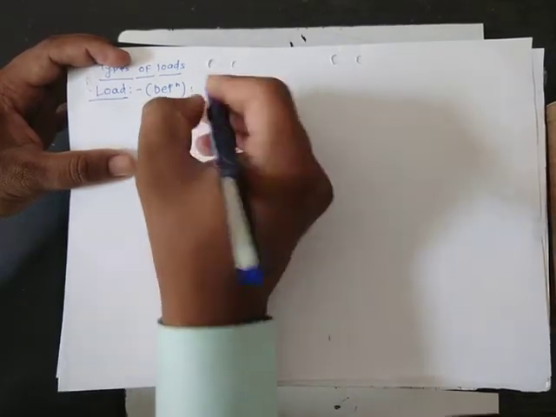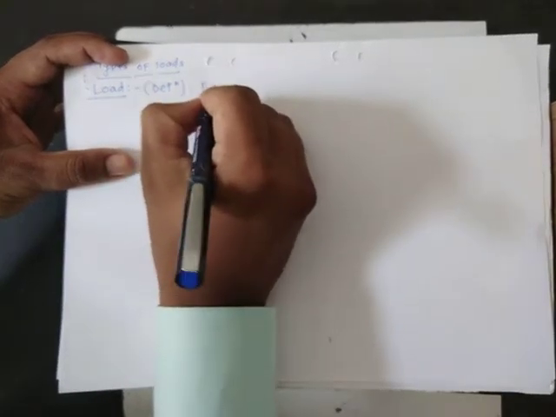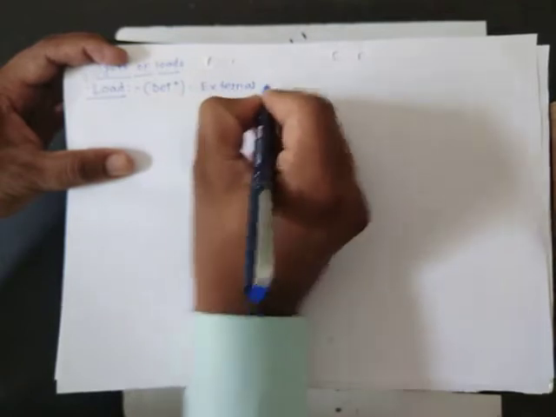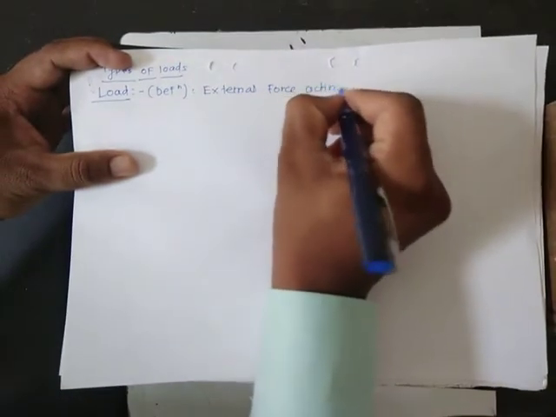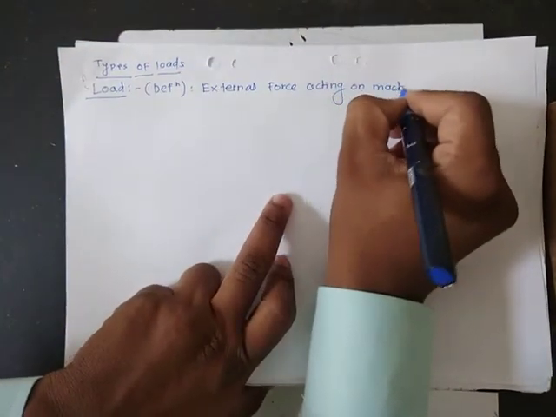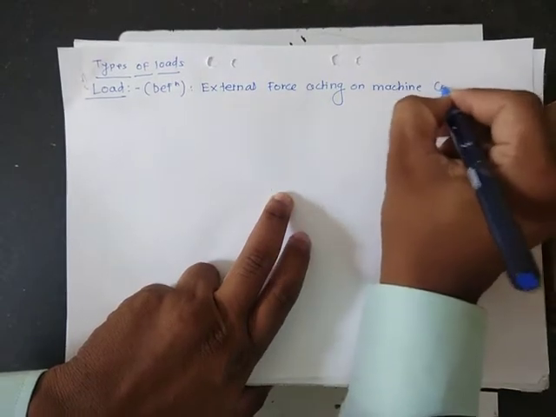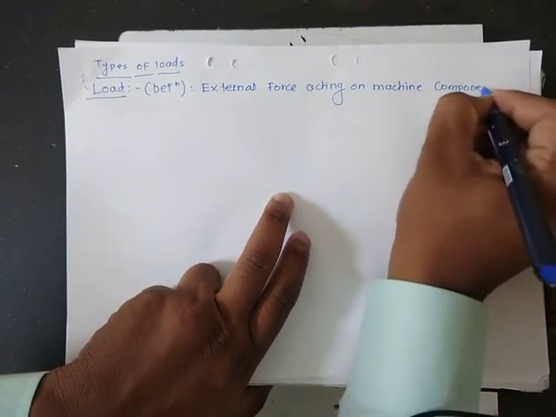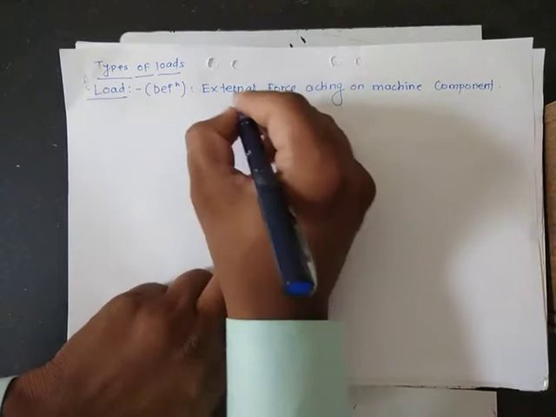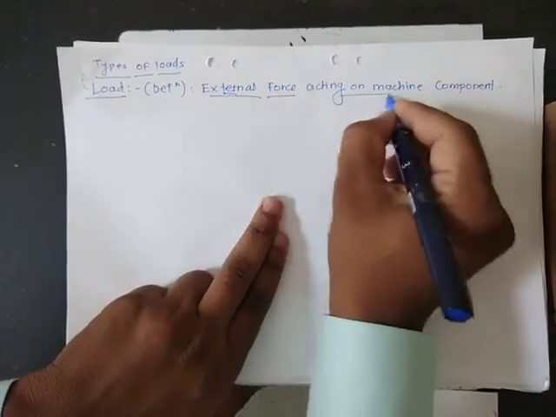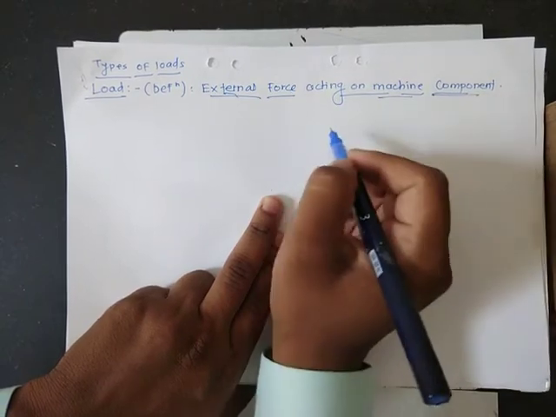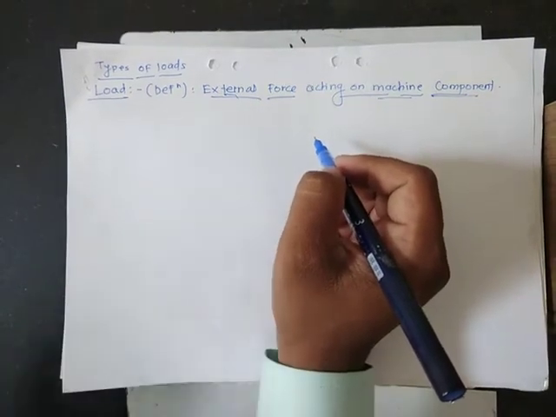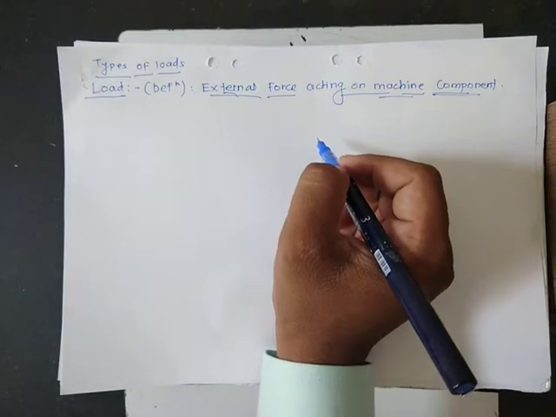Load is defined as an external force acting on a machine component. A machine component may be anything like gears, shafts, keys, couplings, springs, etc.